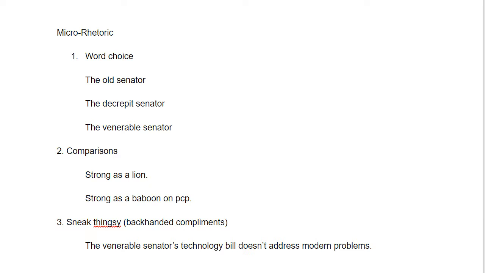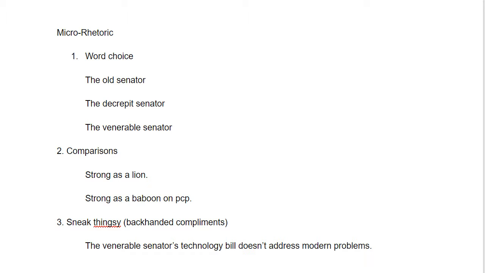For example, let's say I'm referring to an old senator. I could say the old senator, which is slightly rude but basically neutral. I could say the decrepit senator. Decrepit means like he's so old that he's falling apart, barely able to stand. It's a very negative tone. I could say the venerable senator. That means he's old but dignified, deserving respect.